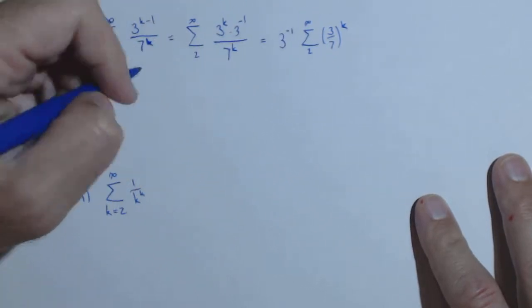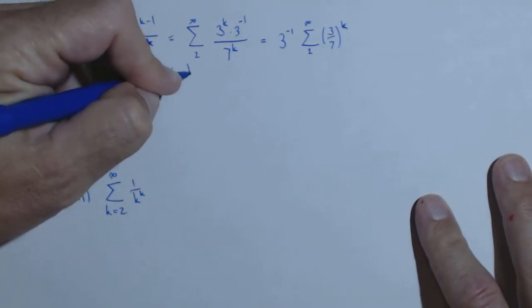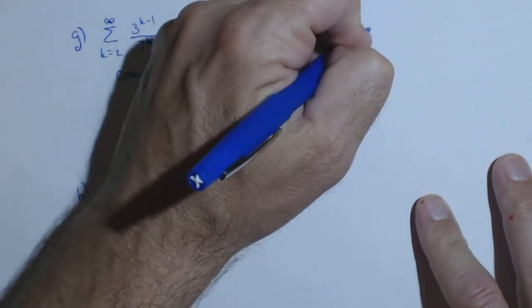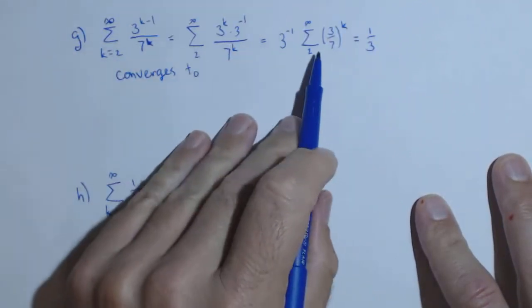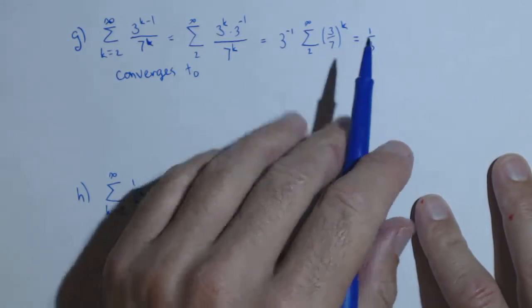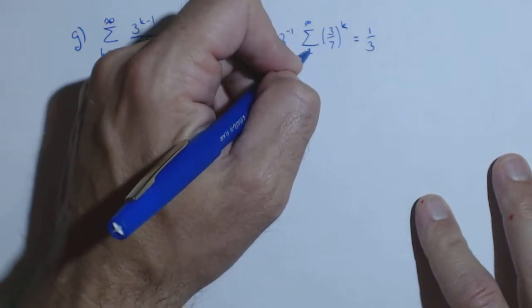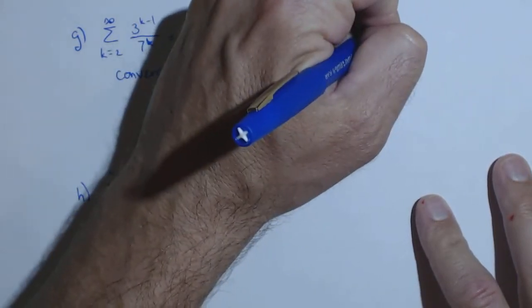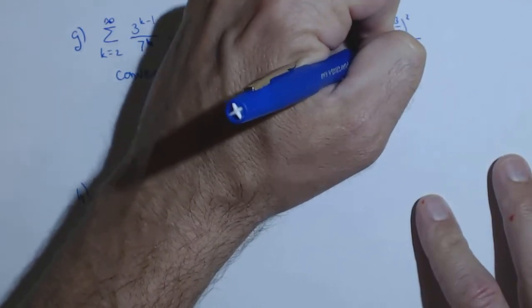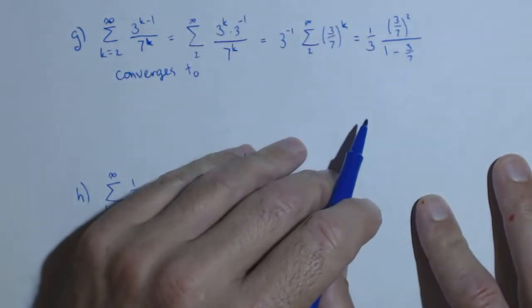Now, so this we know is convergent. We're even going to find what it converges to. So we have 3 to the negative 1, which is 1/3. And remember, for geometric series, it's the first term over 1 minus the common ratio. Now the first term is 3/7 to the second, because we were told to start our series at 2, not 1. So be careful about where you start when you're doing a sum of a geometric series.